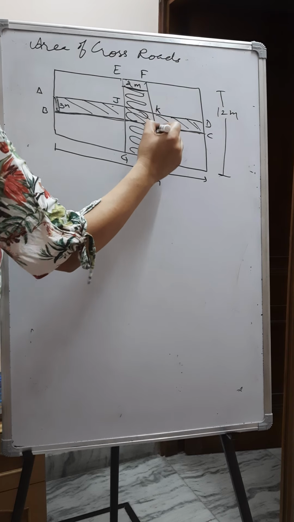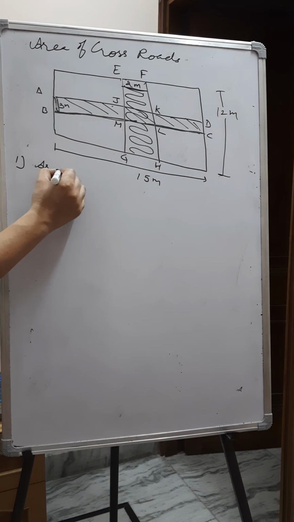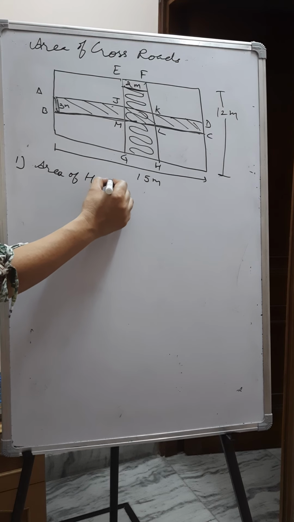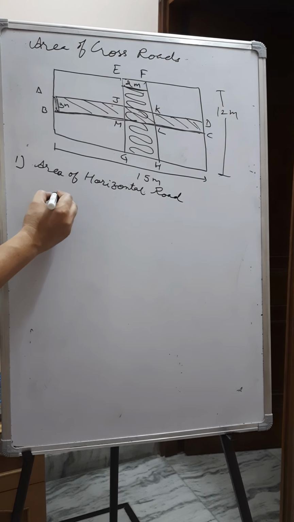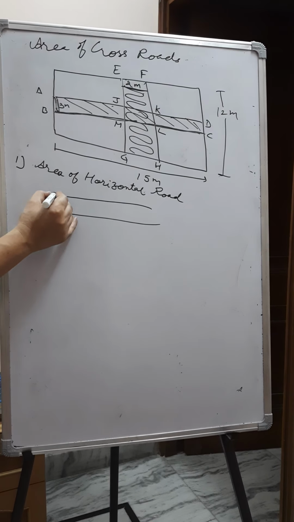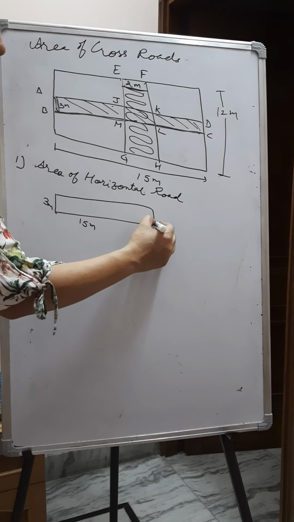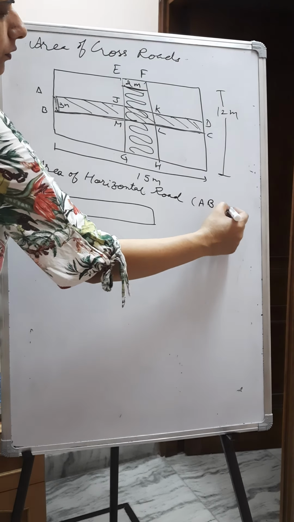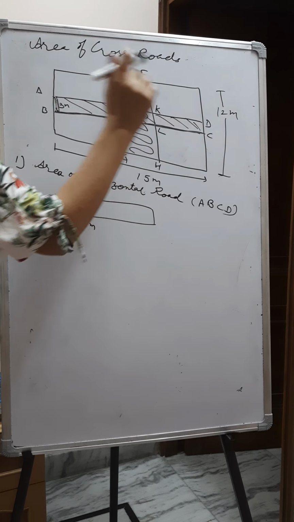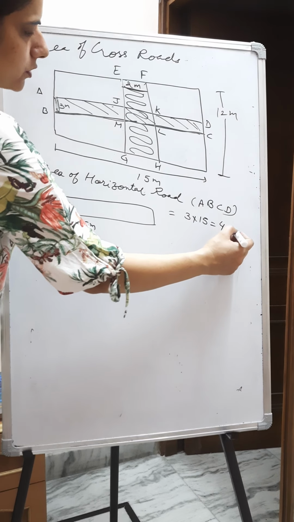J, K, L, M. First step is to find the area of the horizontal road. This width is 3, this is 15 meter, this is 3 meter, and calculate the area. That is area of ABCD, the horizontal road, this side. Okay, the area is 3 into 15, 45 meter square.